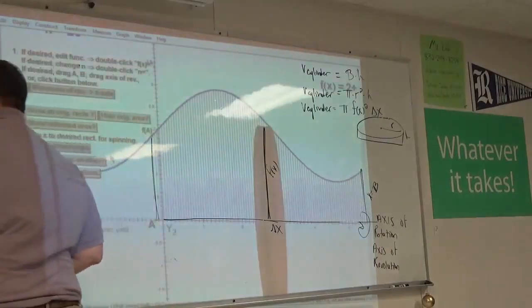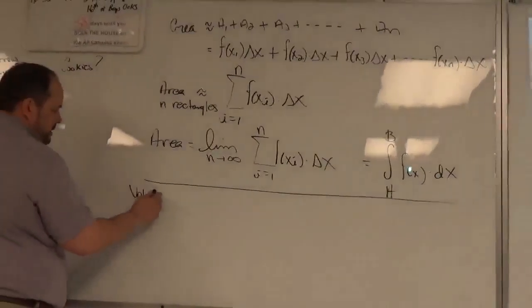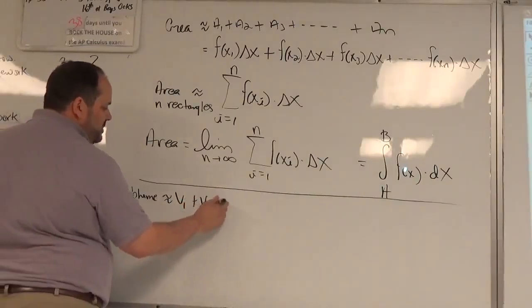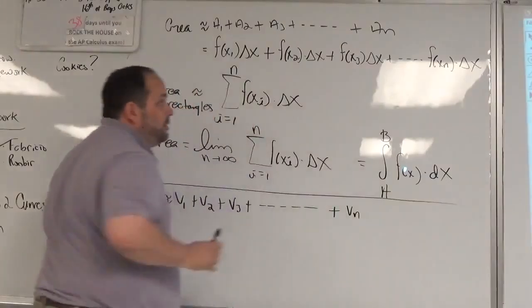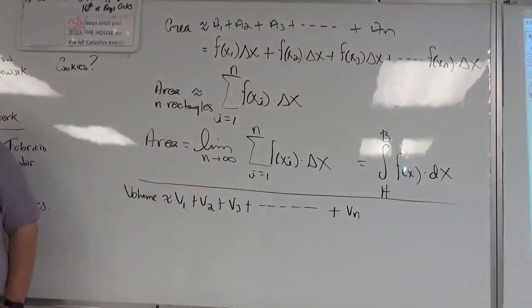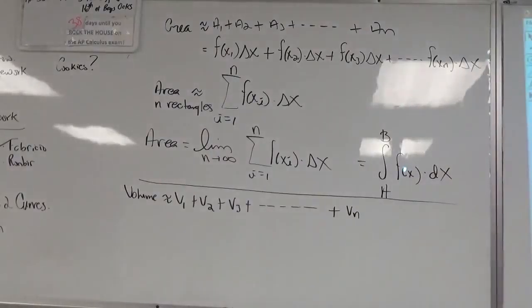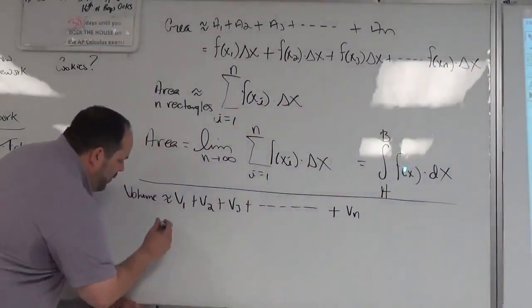So let's see if I can get this over here. So volume, what I'm going to do is say the volume is approximately the volume of the first cylinder, plus the volume of the second, plus the volume of the third, all the way out to the volume of the nth one. Right? All those little rectangles that Rombier showed us before, spin each one of those. Well, each one has the same form.